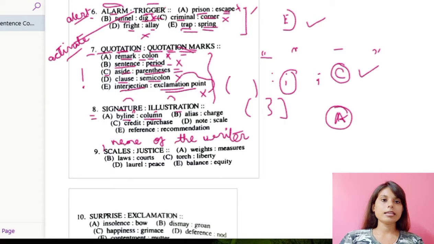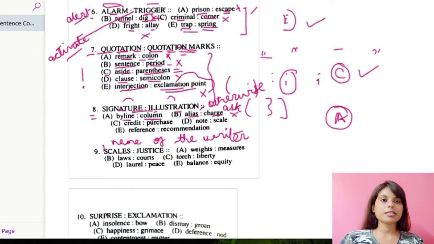Let us see number B, alias and charge. Now alias means aka or otherwise, and charge, you all know, means to ask. You're charging someone or you're asking someone, and alias means you're talking about otherwise. So this option is not making any sense with the question provided, so not required.